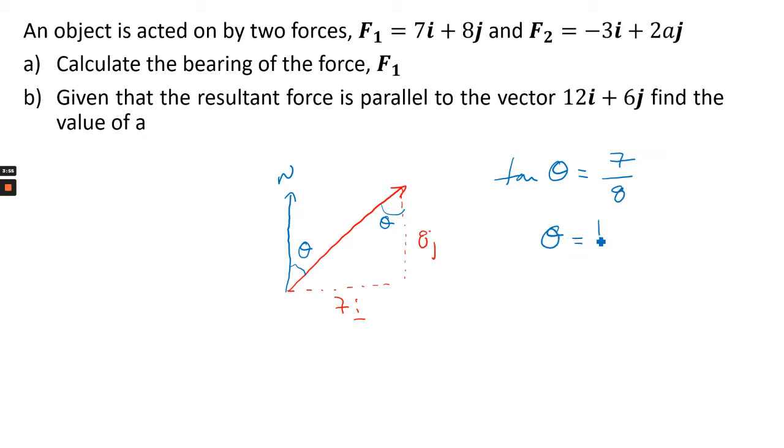So that means theta is the inverse tangent of 7/8, which leaves me with an answer of 41.2 degrees, which is theta, and so my bearing is 041 degrees. 041 degrees, remember it's a bearing.